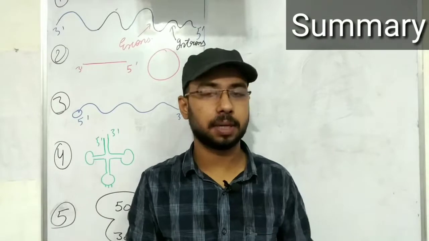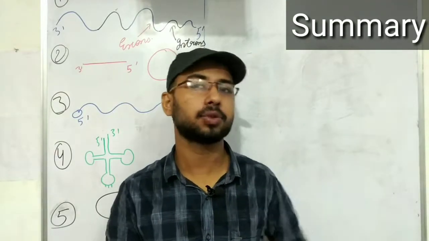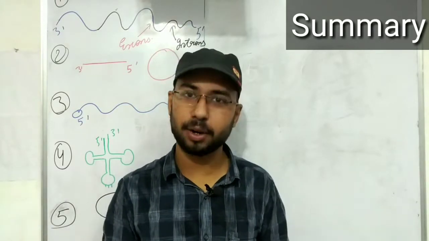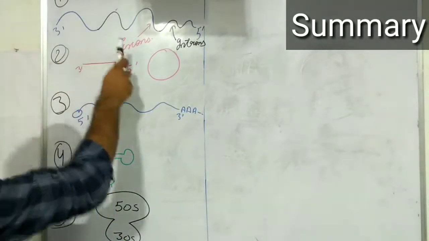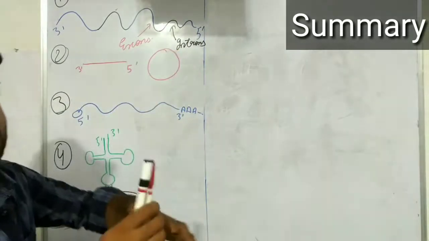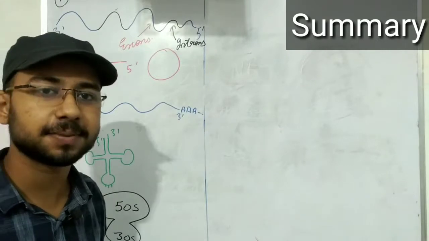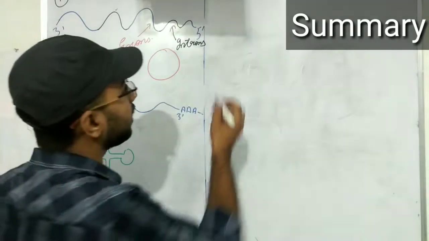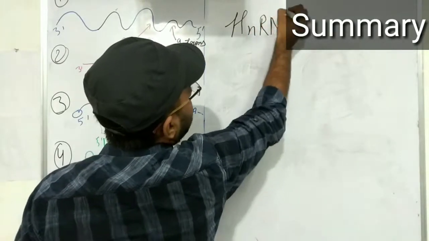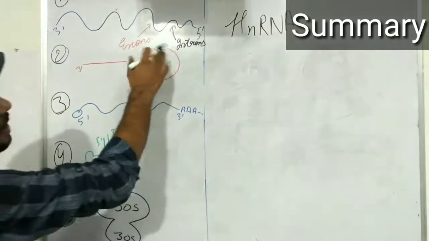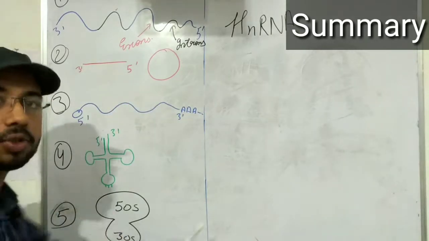Now this is the time to summarize all types of RNAs with some images, some diagrams, so that you can memorize it for a long time. Starting with the first, it contains exons and introns and it is larger in size. What is the RNA? The name of the RNA is, guess it, HnRNA. As I told you, it is heterogeneous. Introns and exons are always present in it, and it is longer.